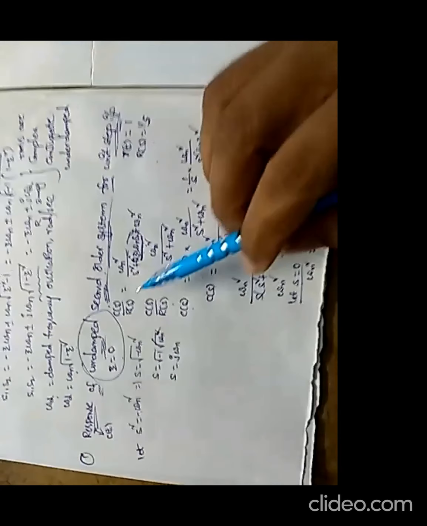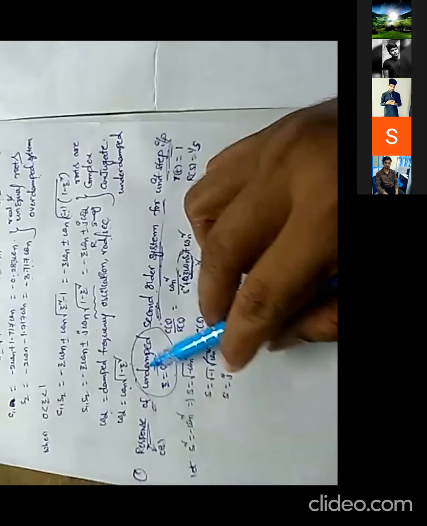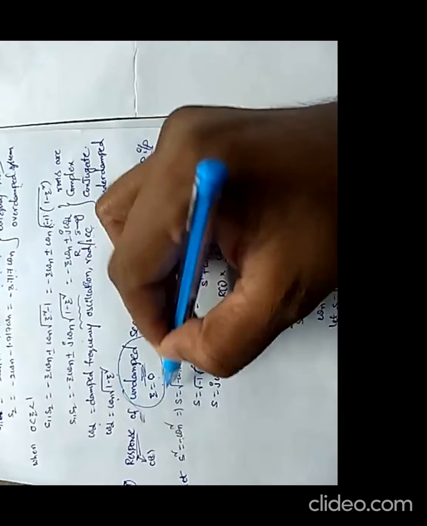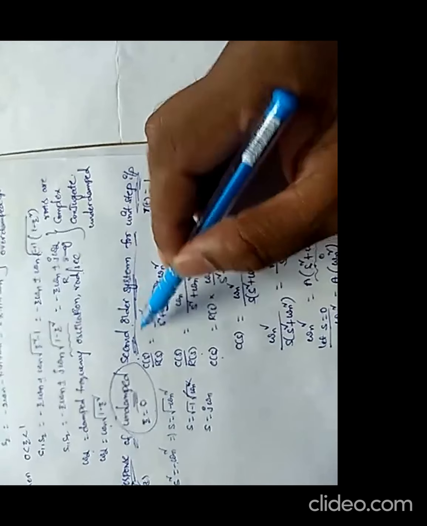So here is the response of an undamped second order system for a unit step input. Undamped means, what is the value of zeta? Here zeta equals 0. So in case of an undamped system, the value of zeta equals 0. If it is a second order system, what is the response of the second order system?